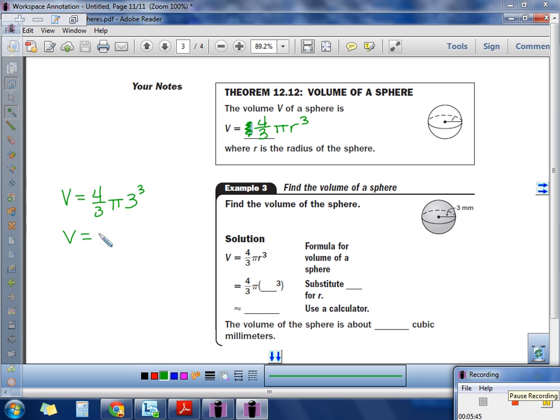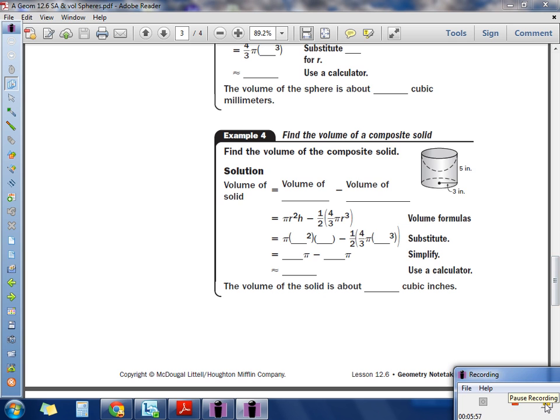I heard 113.09 millimeters cubed. Good job on the units. Volume is always cubed. Now example 4 is where it gets a little bit challenging.